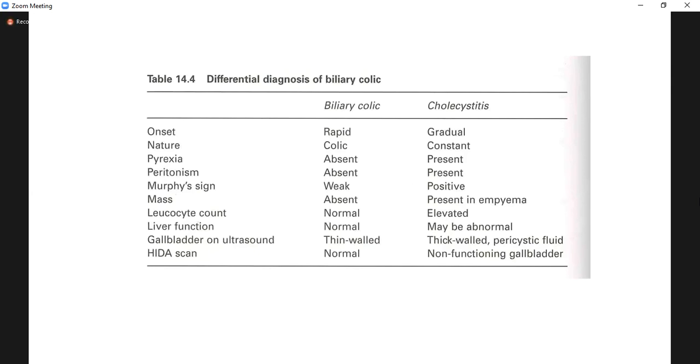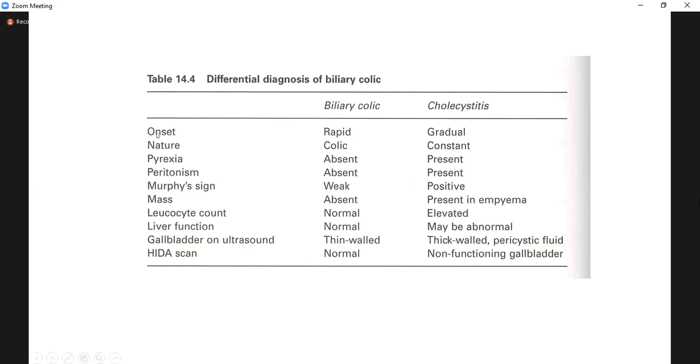But what happens in cholecystitis? In cholecystitis, the stone which is lodged in the Hartmann's pouch doesn't fall back into the gallbladder. So there is accumulation of bile, fluid exudation, continuous pain, and infection sets in. That's cholecystitis. So you can see the differences between biliary colic and cholecystitis.